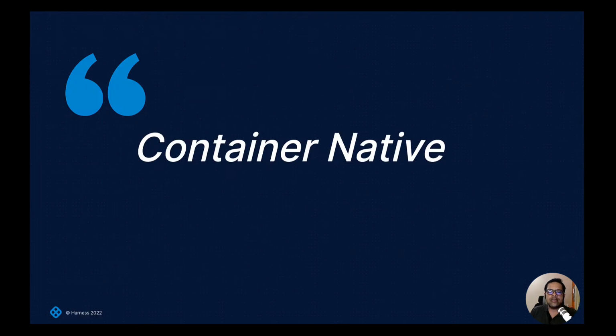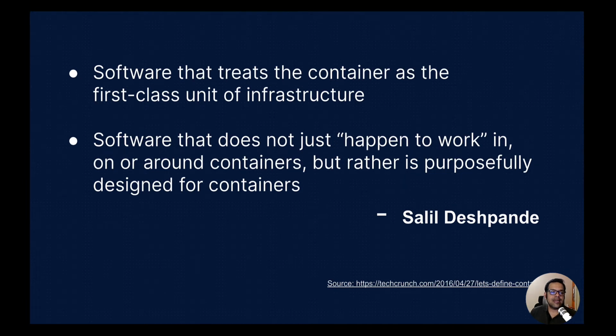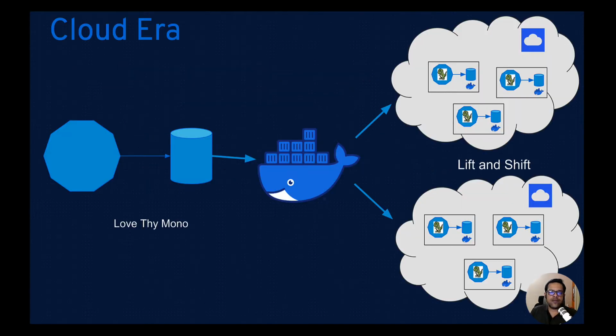And as applications started to evolve with containers, they slowly became known as container native. What container native means is software that treats the container as a first class unit of infrastructure. The day one I start to build my application, I'm going to build it thinking that it's going to be a container. It is software that does not just happen to work in and around containers, but is purposefully designed for containers, which means that, as I said earlier, Docker build and Docker push are going to be my two commands that I run every day on my machine to build and deploy my application, right?